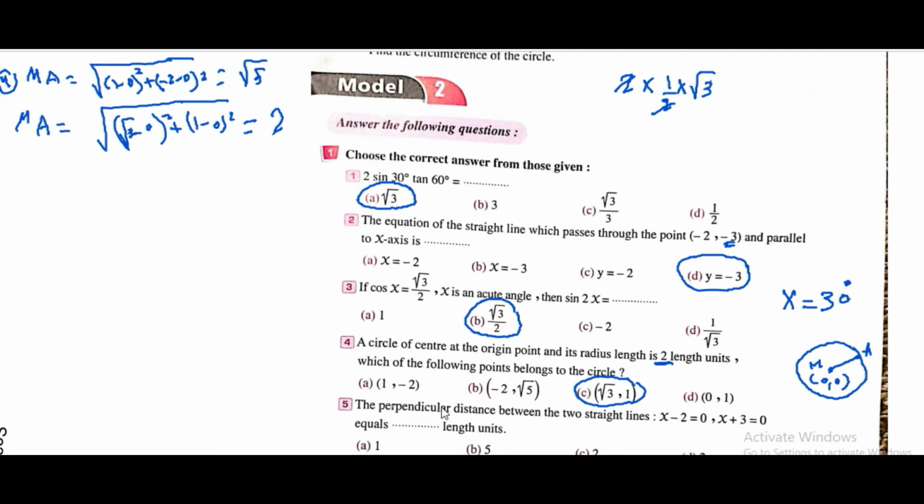The perpendicular distance between the two lines x minus 2 equals 0 and x plus 3 equals 0. X equals 2 is a line parallel to the y-axis. X equals negative 3 is another line parallel to the y-axis. The distance between them is 2 plus 3, because the distance is not negative, absolute value of negative 3. 2 plus 3 equals 5 units.